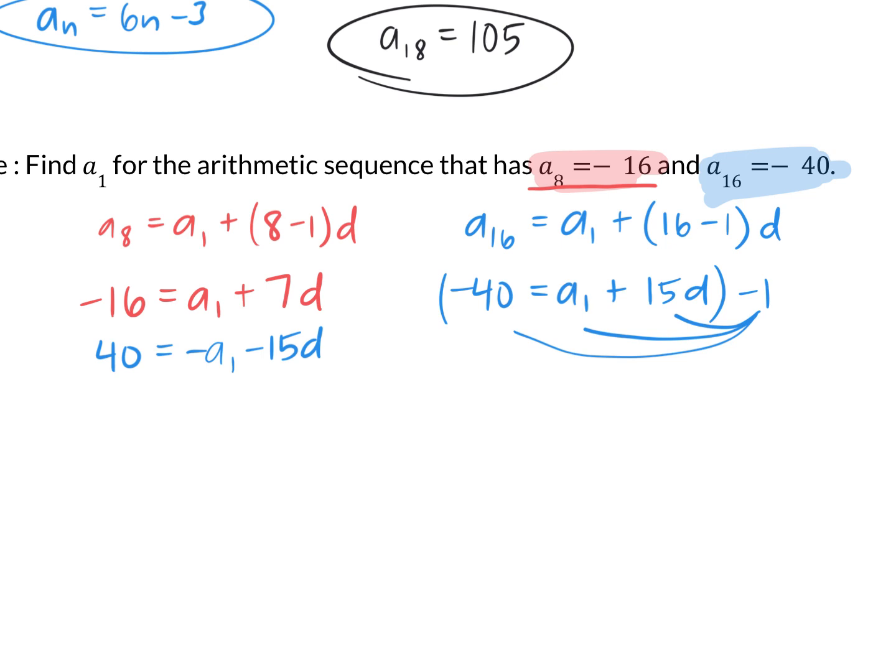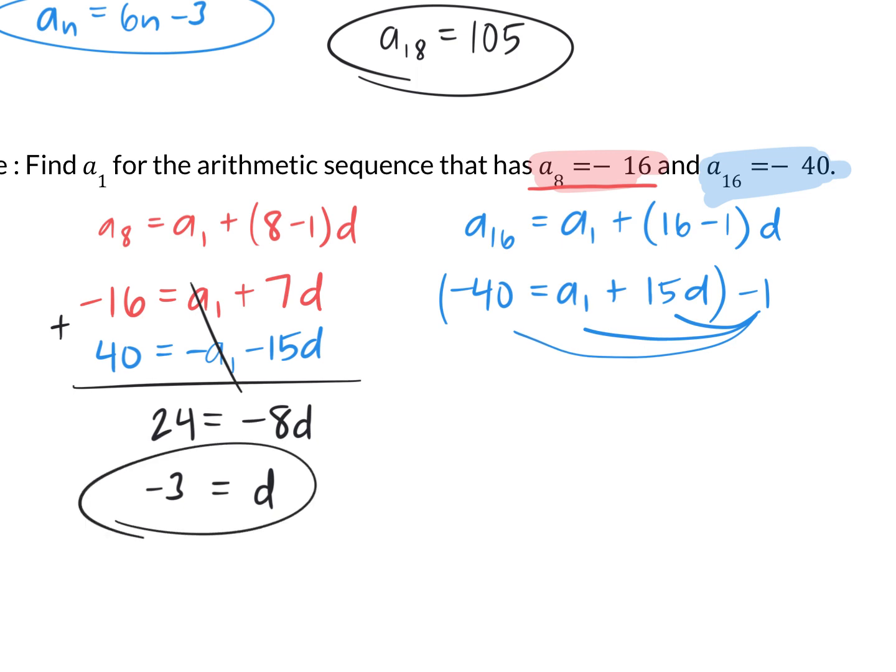So now I can go ahead and add these two things together. Those a sub 1s are going to go away. And now I've got negative 8 times my common difference equals negative 16 plus 40, which is 24. And now I can just divide. So d is equal to negative 3. So now I know my common difference.